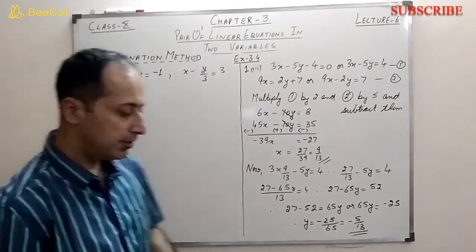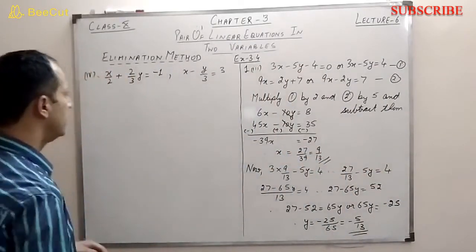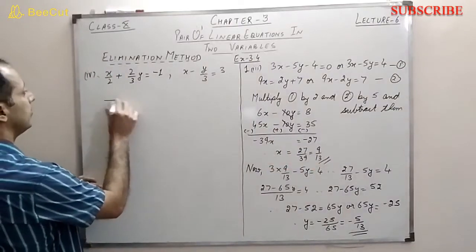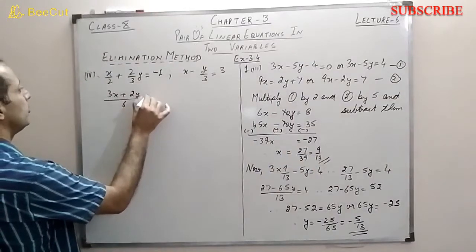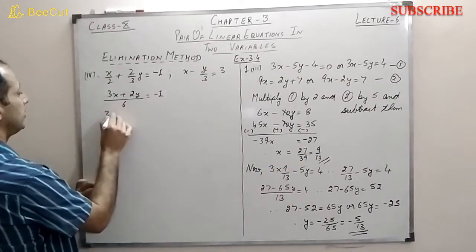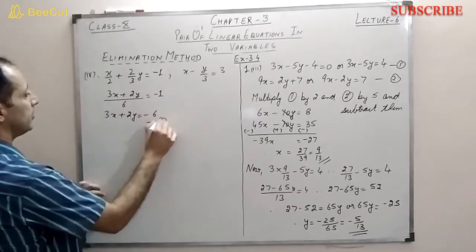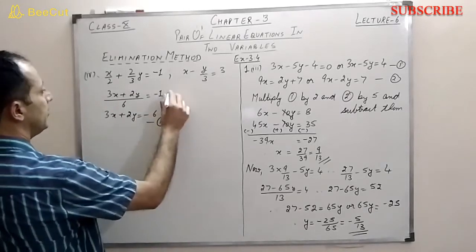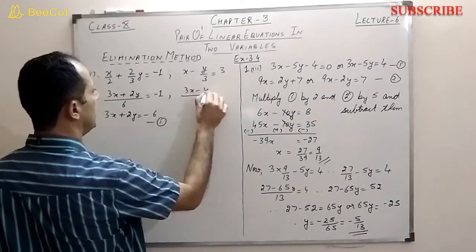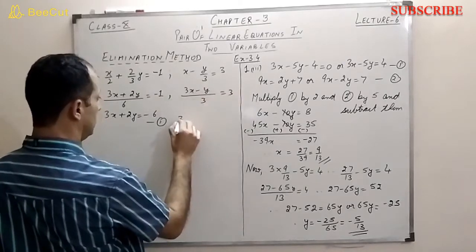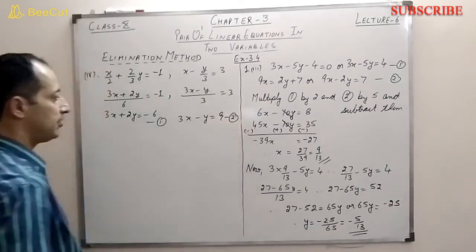So these are the two equations. The first step is to remove the denominators. Let's take the LCM. The first equation I take the LCM as 6. So this is 3x plus 2y equals to minus 6. So this is my first equation. Similarly, this one I take the LCM as 3. This is 3x minus y equals to 9. This is my second equation.